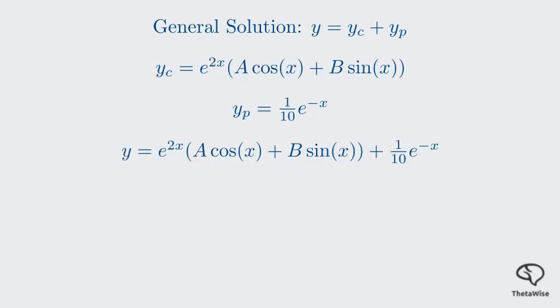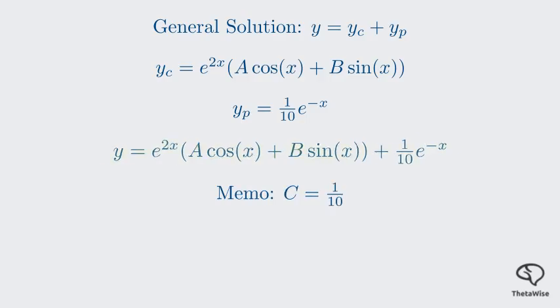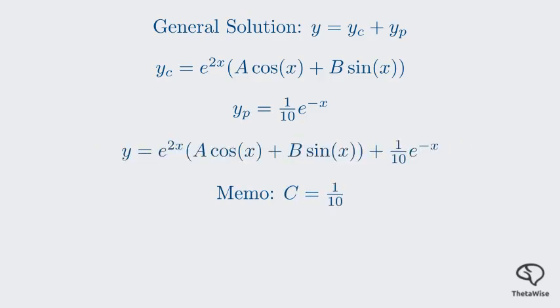If an initial condition were provided, we could find their specific values, just like we did in part 4.1. Let's do a quick comparison with the memo provided. In the memo, the constant for the particular solution is labeled c and is found to be 1 over 10. Our solution matches perfectly, with k in our case being 1 over 10.